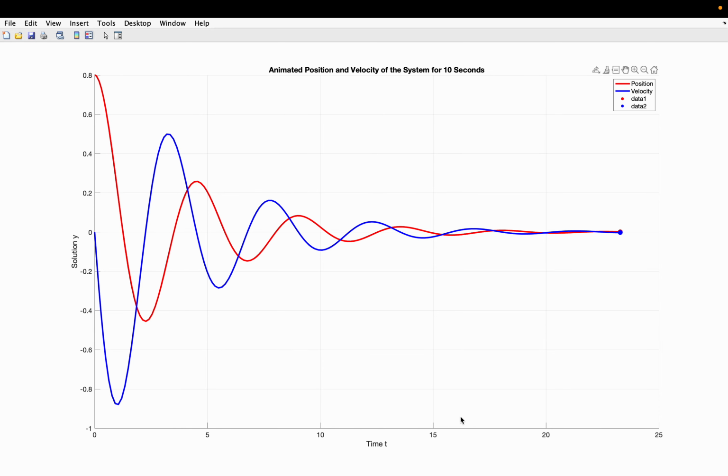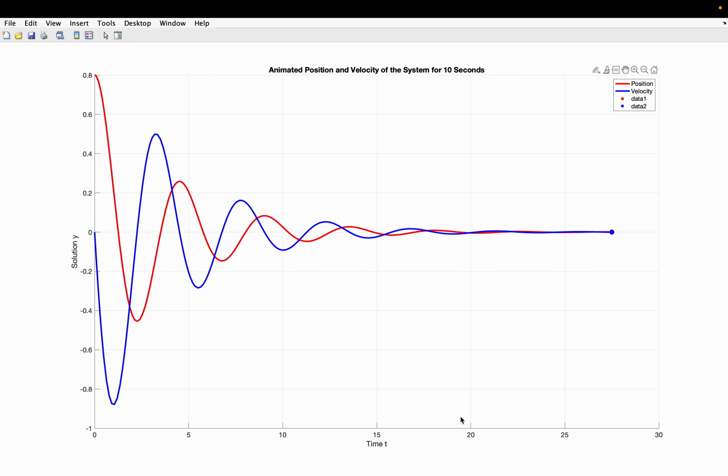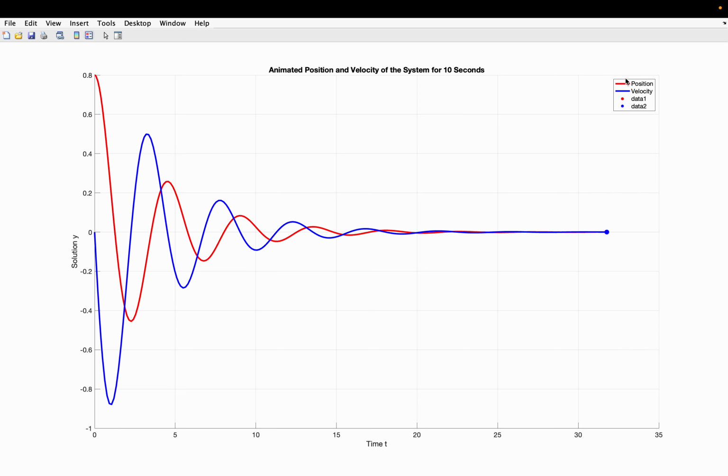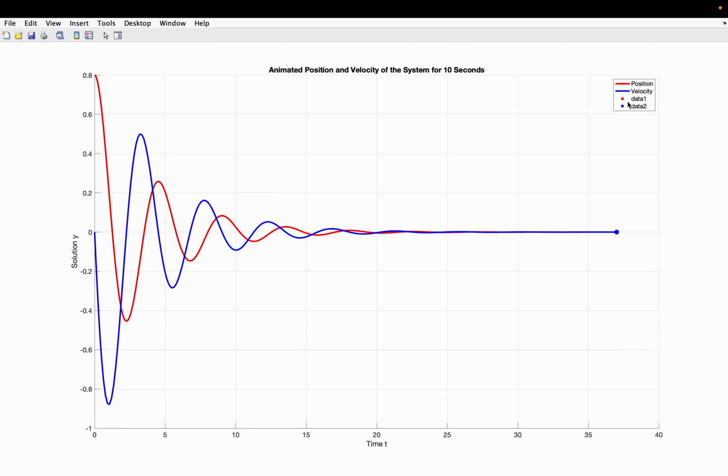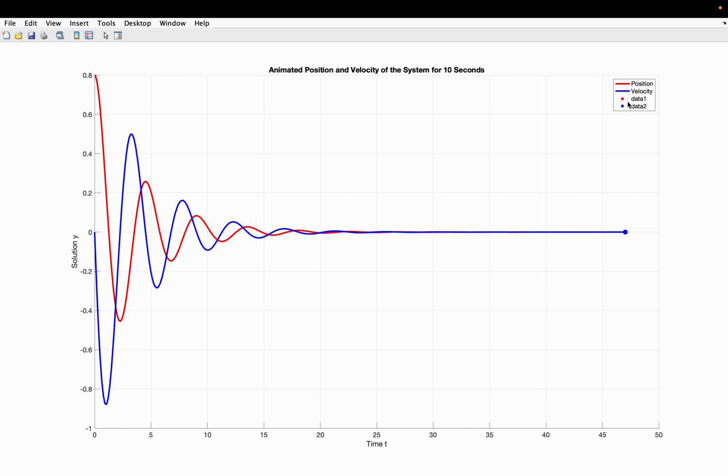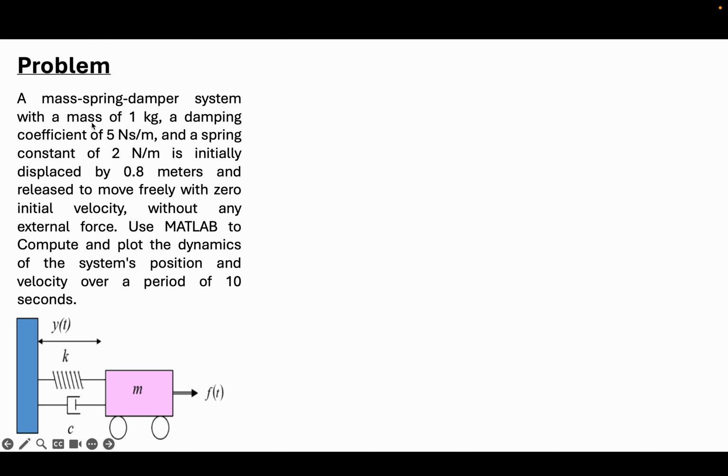Before we jump to MATLAB and see how we can compute and plot the dynamics of the position and velocity of a mass spring damper problem, let us first of all analyze and solve the problem. So here is our problem.